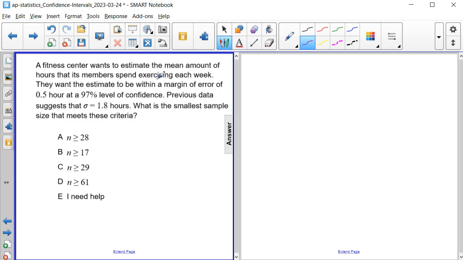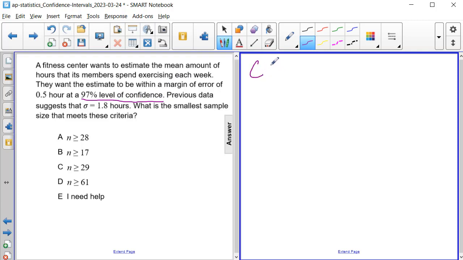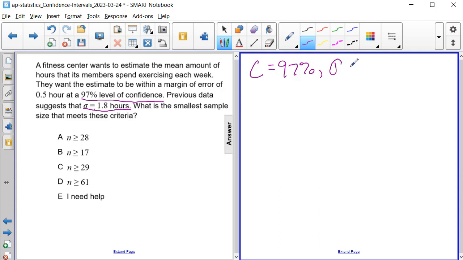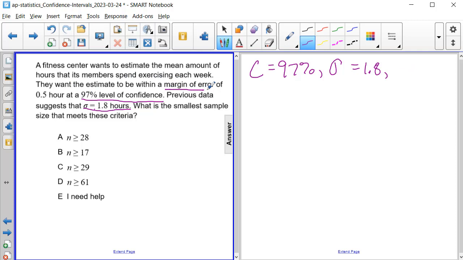Well, let's start with identifying key pieces of information, with the first one being the 97% level of confidence. So the confidence level is equal to 97% in this problem. We are also told that the standard deviation is 1.8 hours. So our standard deviation, or lowercase sigma, is equal to 1.8. And we're told also that the margin of error is a half of an hour.